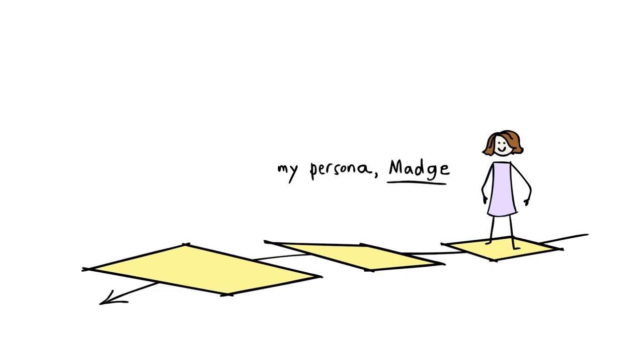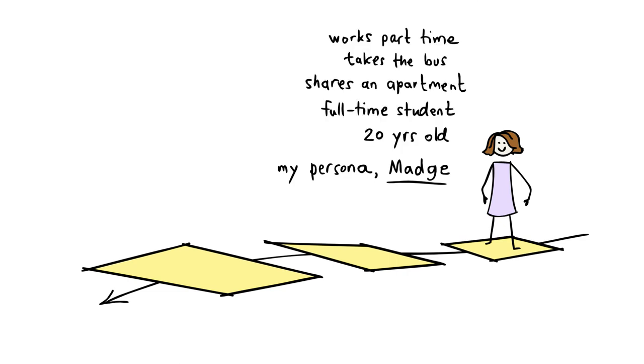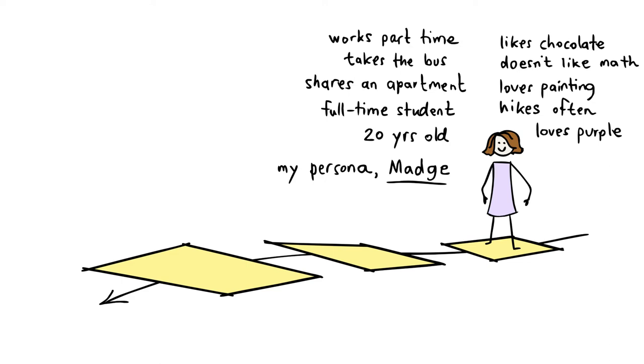So let's have an example. Here is Madge. She's my persona. She's a student, 20 years old, shares an apartment, takes the bus and works part-time. And I often like to actually sketch them out on a single sheet of paper and capture things like this that are typically demographic, psychographic, definitional. Who is this person? And things that might be more fun, like she likes chocolate, she doesn't like math, she loves painting, she hikes, and she loves purple. And some of these are relevant, some of these are completely irrelevant. But this is just one imagined, invented individual within the group of people I'm trying to understand better.